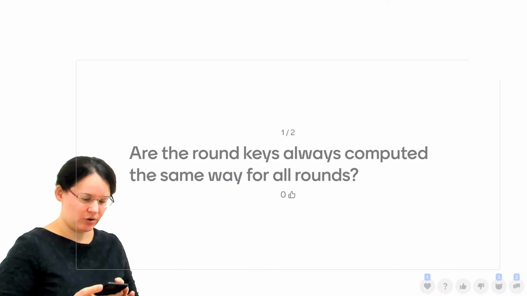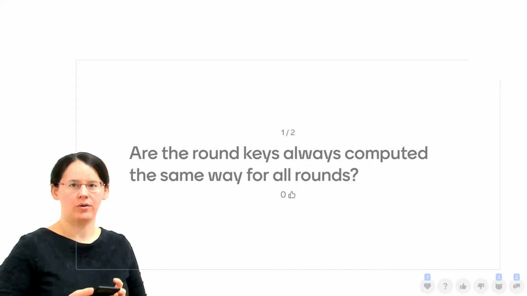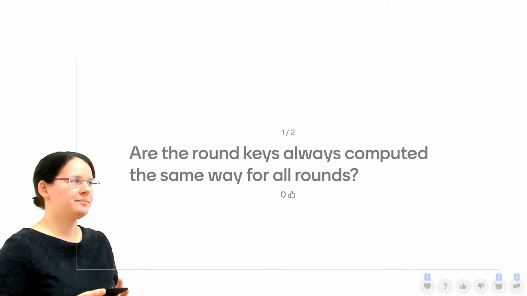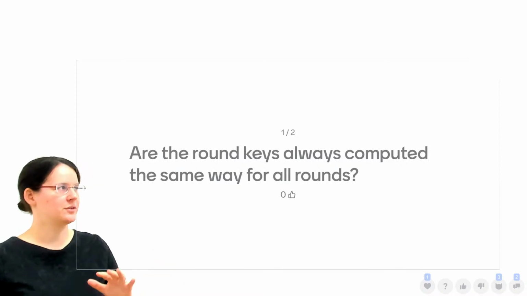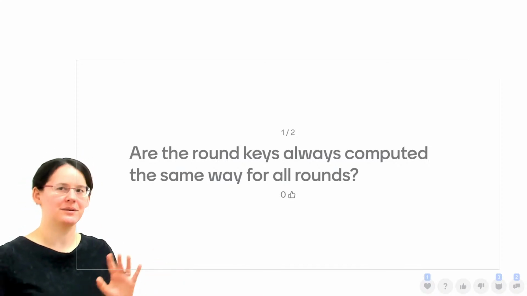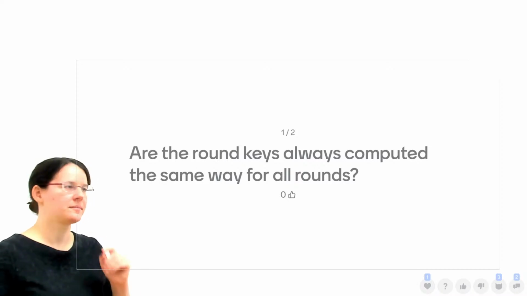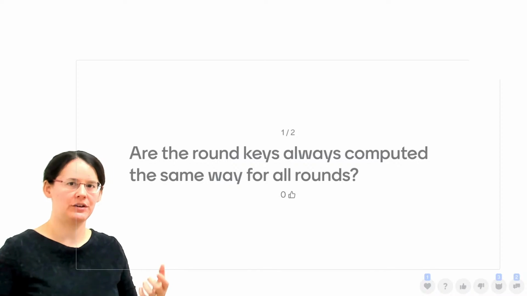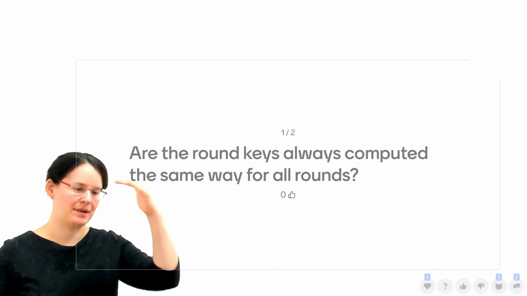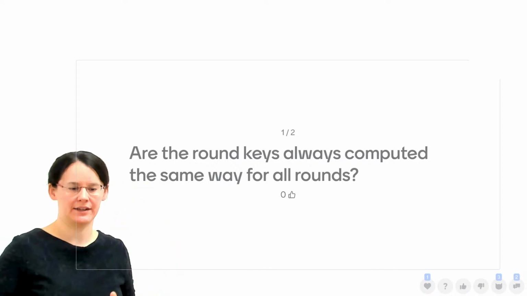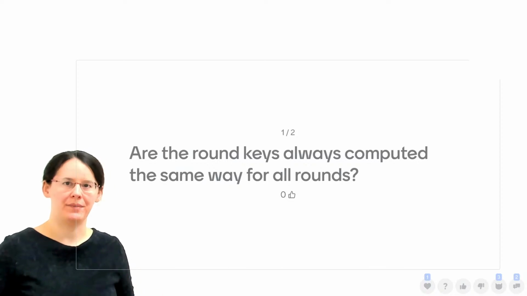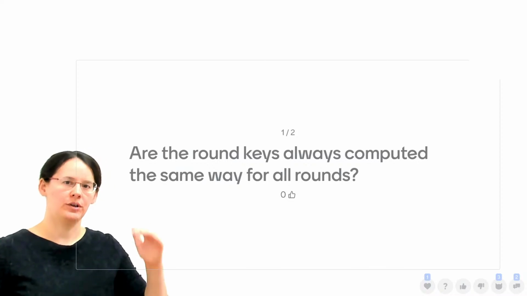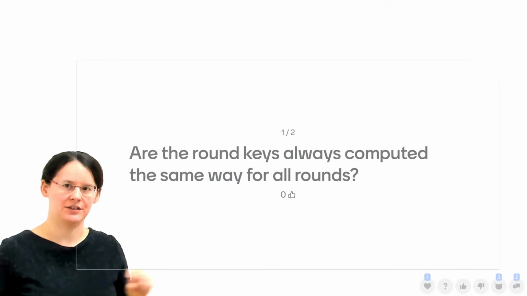Are the round keys always computed the same way for all rounds? First, to clarify, I think that's not part of your question, but we usually don't use exactly the same round key in each round. Here you really have a function that maps one round key to the next round key.